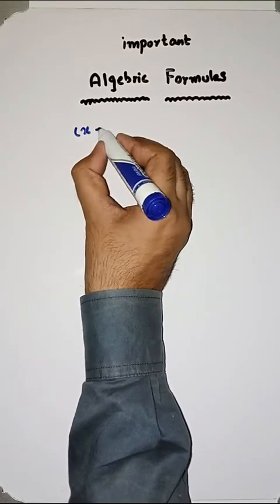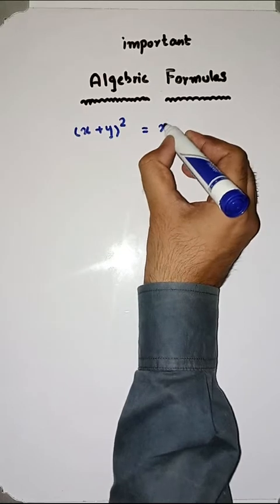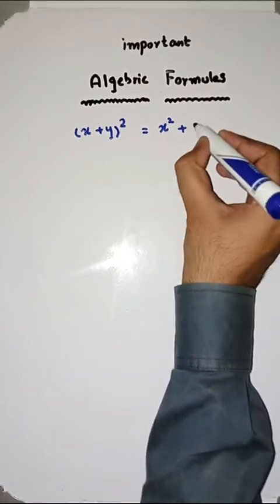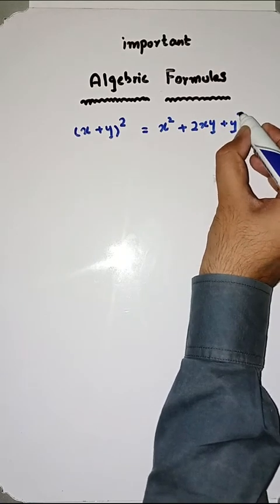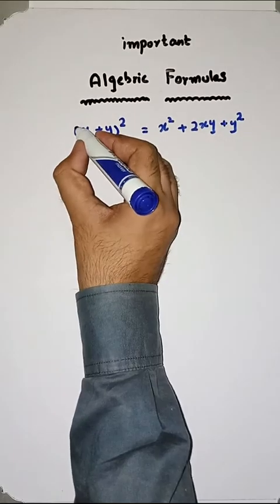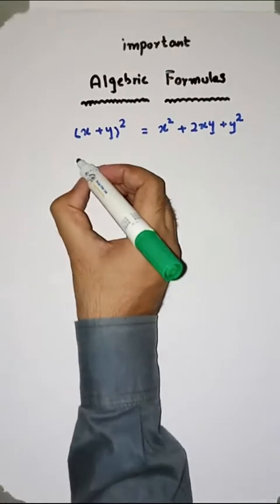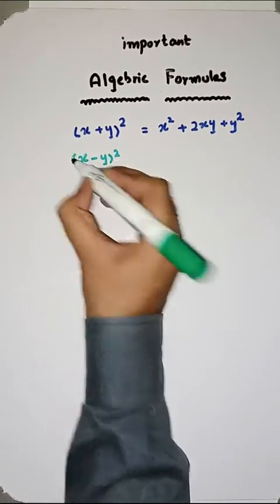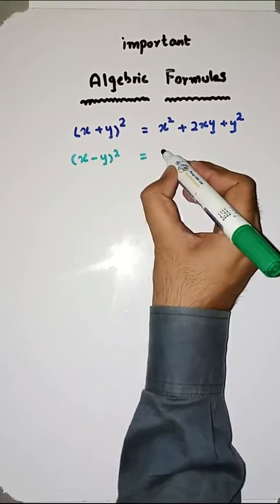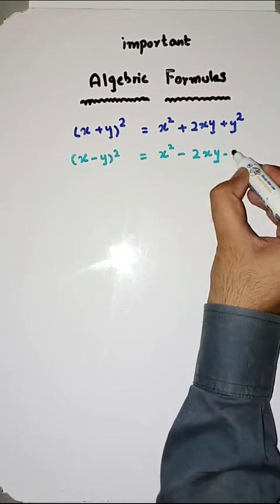x plus y whole square is equal to x square plus 2xy plus y square. Got it? x plus y whole square is equal to x square plus 2xy plus y square. Next one is x minus y whole square is equal to x square minus 2xy plus y square.